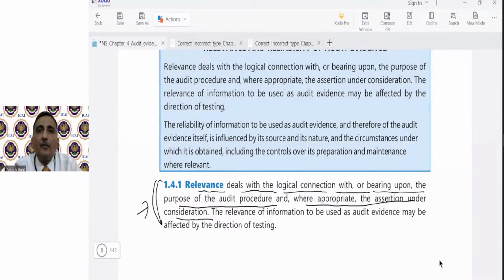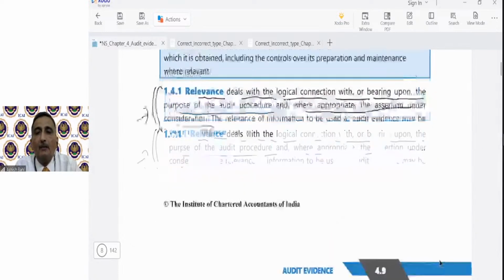जो भी ऑडिटर प्रोसीजर एडॉप्ट कर रहा है, तो वो प्रोसीजर, जो चीज वो वेरीफाई करना चाह रहा है, जो चीज वो टेस्ट करना चाह रहा है, उसके कॉन्टेक्स्ट में रेलिवेंट होना चाहिए. सो दैट इज द मीनिंग ऑफ रेलिवेंस. सो रेलिवेंस डील्स विद द लॉजिकल कनेक्शन with the purpose of audit procedure and the assertion being tested. So this you have to remember.